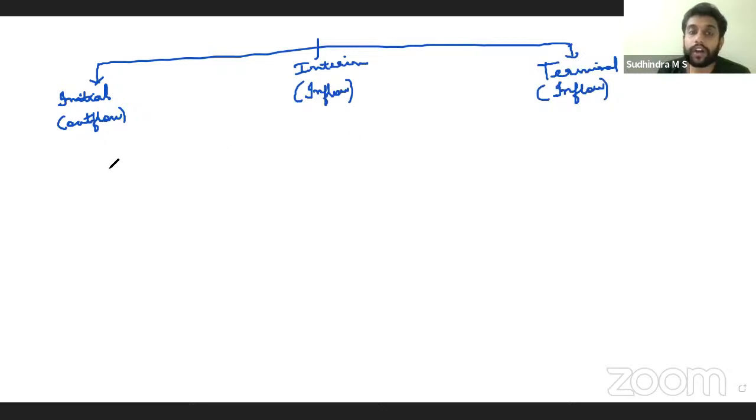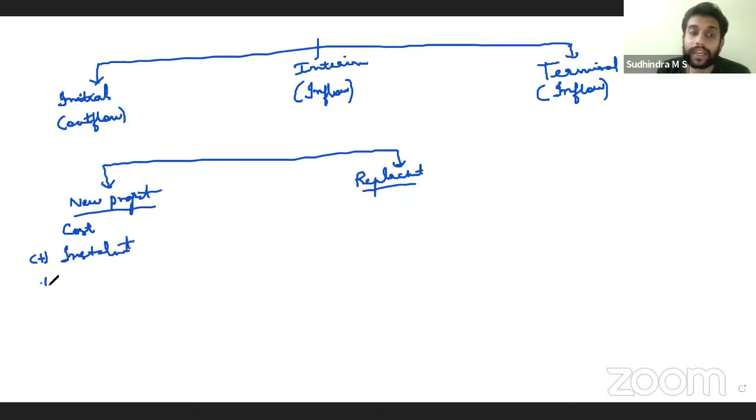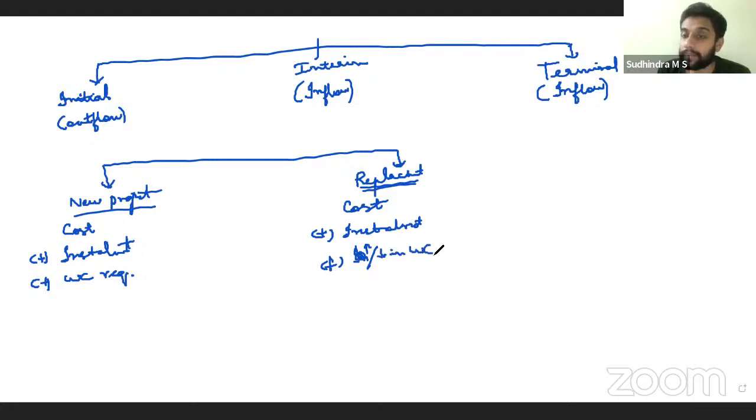So initial cash flows again depend upon whether it is an expansion decision, a new project, or a replacement decision, correct? If it is a new project, we are just focusing on the cost of the asset. You will add installation charges, you will add working capital requirement. Whereas in case of replacement, yes, you will consider the cost of the asset and installation, but instead of full working capital, we'll only go with increase or decrease in the working capital.